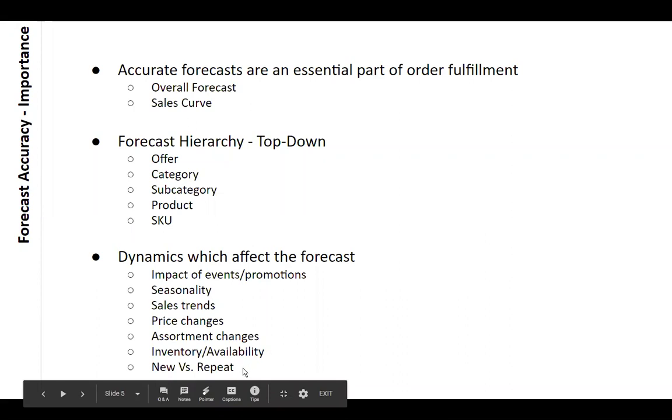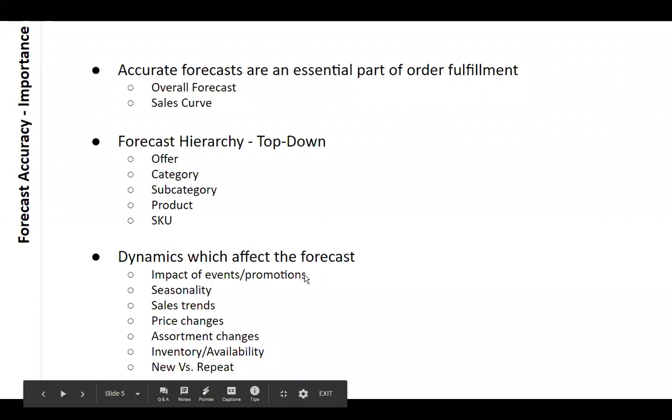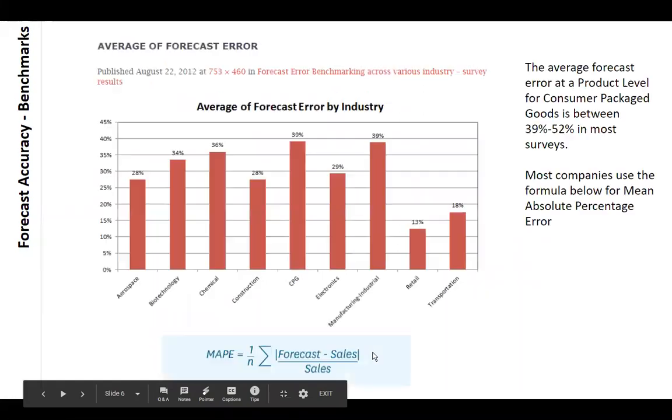And also new versus repeat. New items are a lot harder to forecast than repeat items. The good thing is our application shows most of these different fields, either in product level forecast or in maps. So those are columns that you should definitely look at when you're reviewing your forecast.